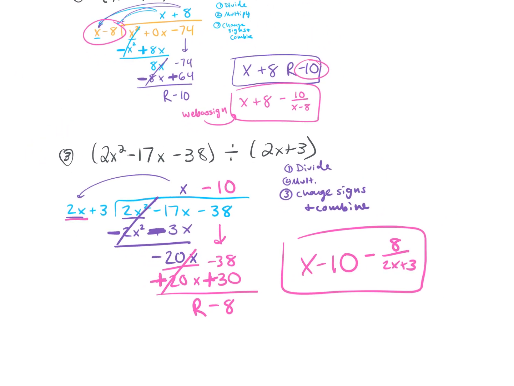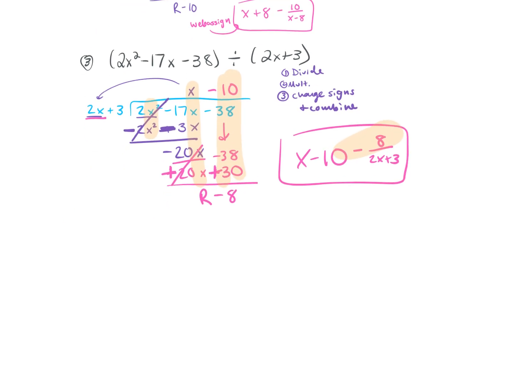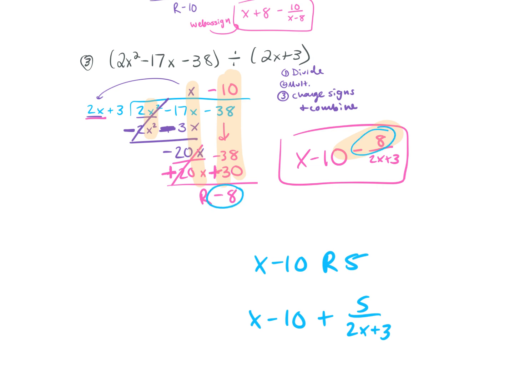So notice how in these questions, the like terms are always lined up. So we have x squared, then we have the x's, then we have our constants. So if we had x minus 10, remainder 5, we'd write this as x minus 10 plus 5 over 2x plus 3, like this. So it just keeps the same sign as whatever your remainder is. If it was a negative, you're going to put minus. If it's positive, you put plus.